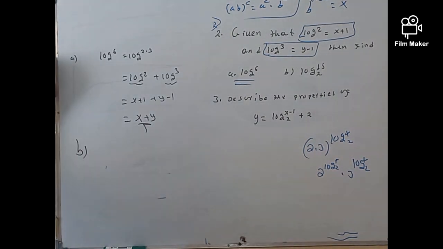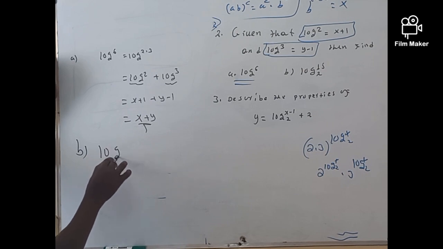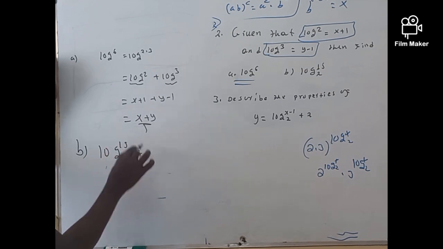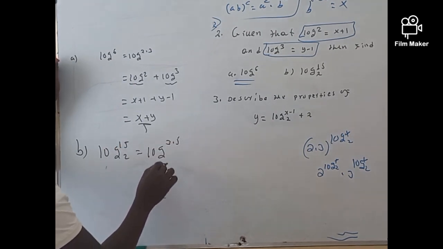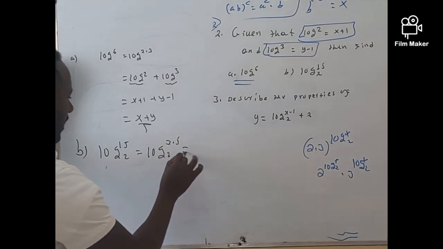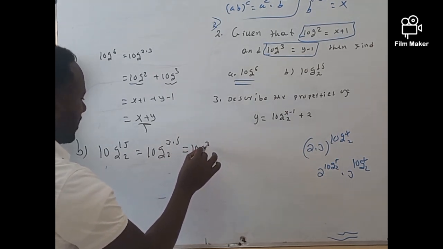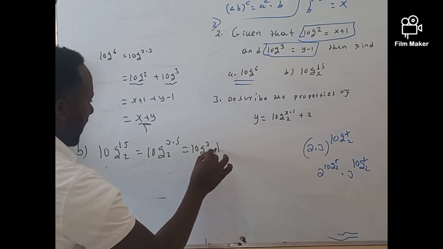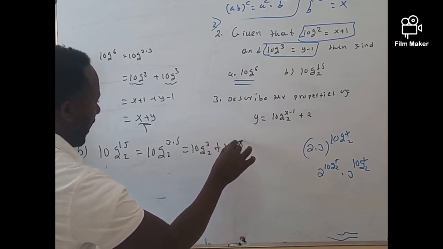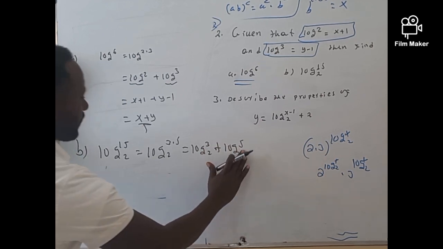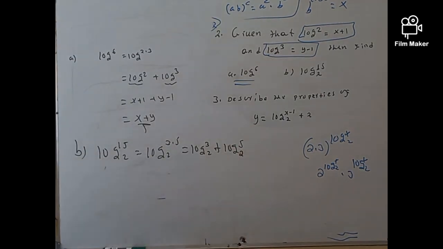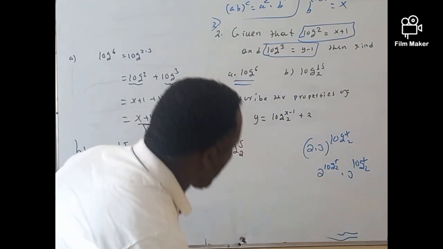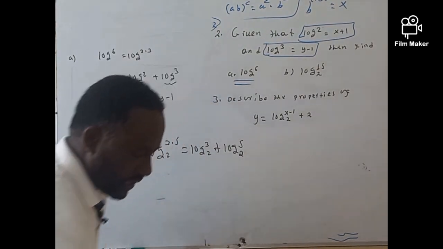When you come to the second problem, the logarithm of 15 to the base 2 is again given by the logarithm of 3 times 5 to the base 2, which is given by the logarithm of 3 to the base 2 plus the logarithm of 5 to the base 2. Again, you have to remember the law of logarithm.